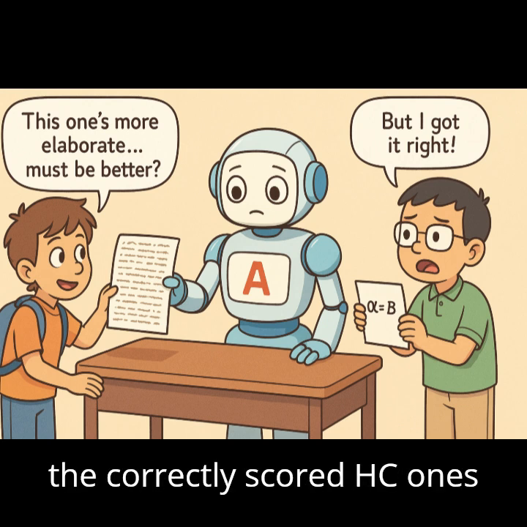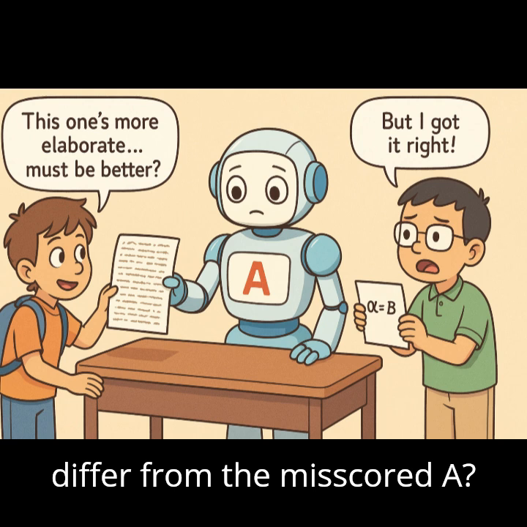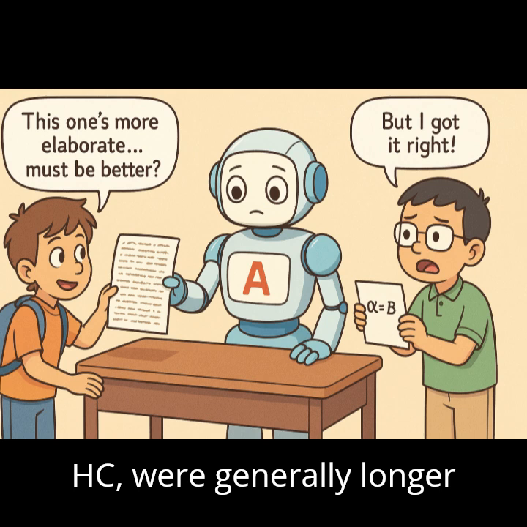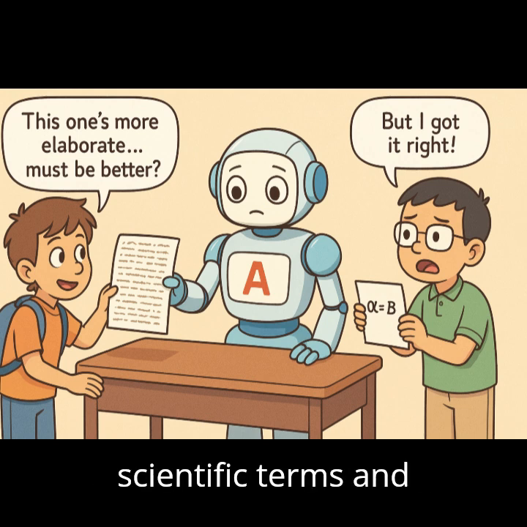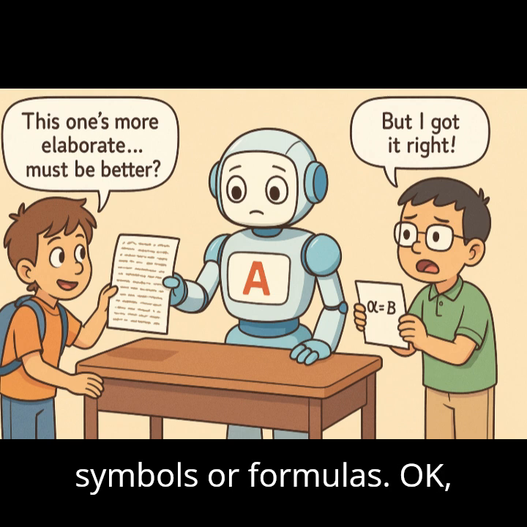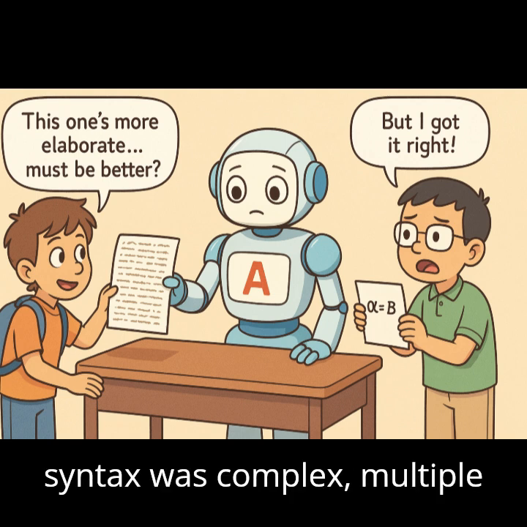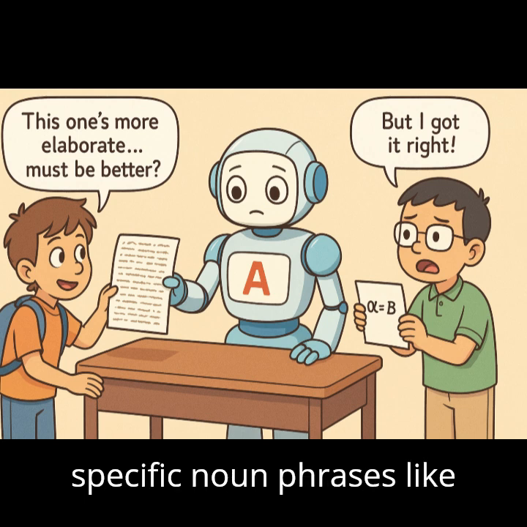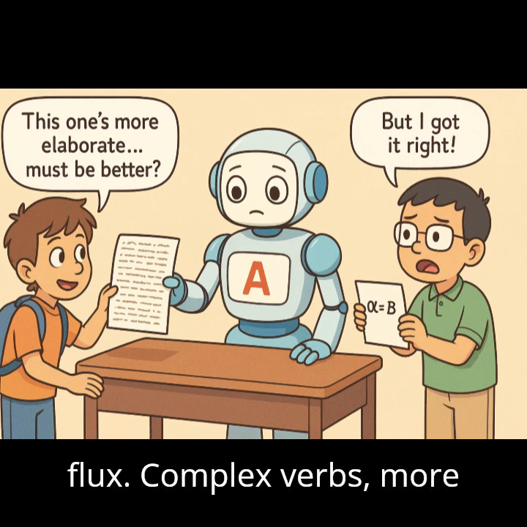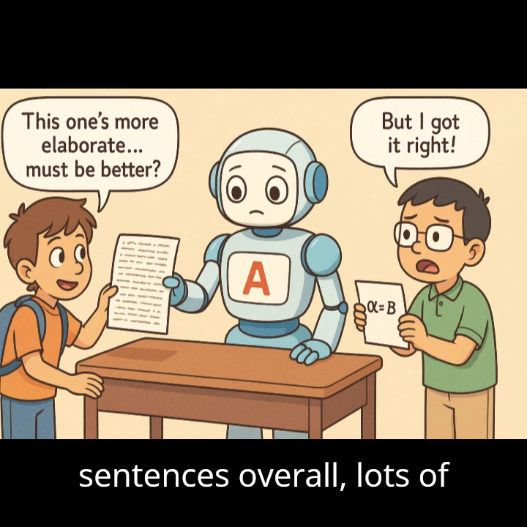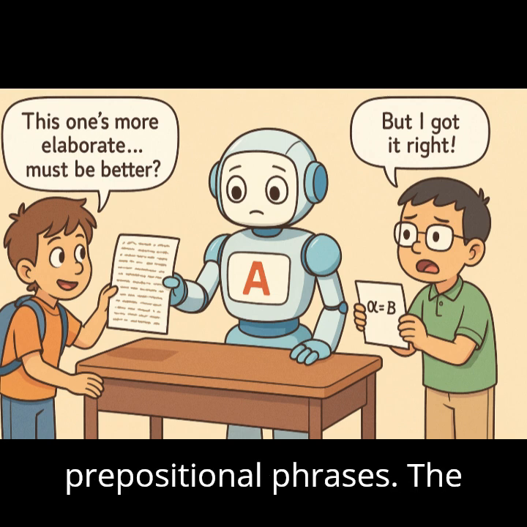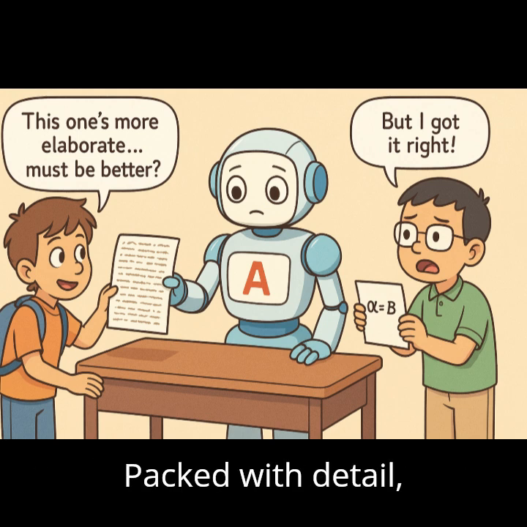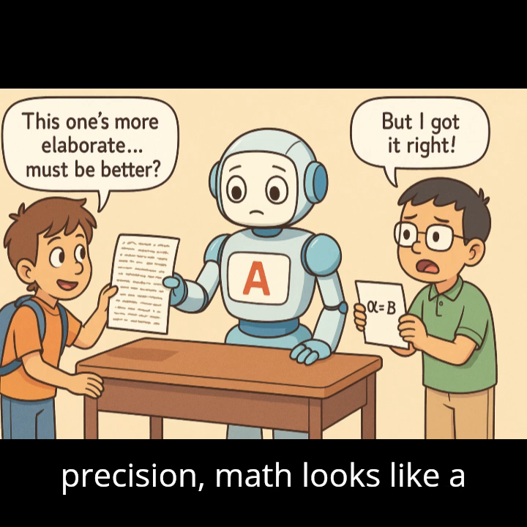How did the correctly scored HC ones differ from the miscored ones? For the higher level group, the ones scored correctly, HC, were generally longer again. They used more scientific terms and, crucially, more mathematical symbols or formulas. Okay. Syntax was complex, multiple clauses, modifiers, lots of specific noun phrases like rate of change of magnetic flux, complex verbs, more sentences overall, lots of prepositional phrases. The example about the magnet and coil was quite detailed, even mentioning an equation. Right, packed with detail, precision, math. Looks like a strong answer.